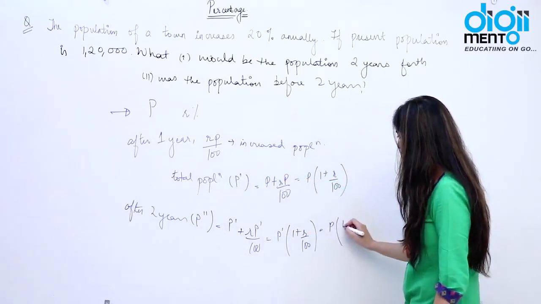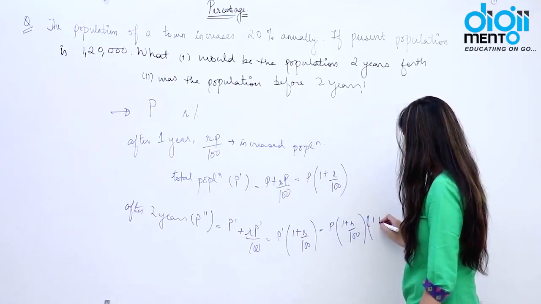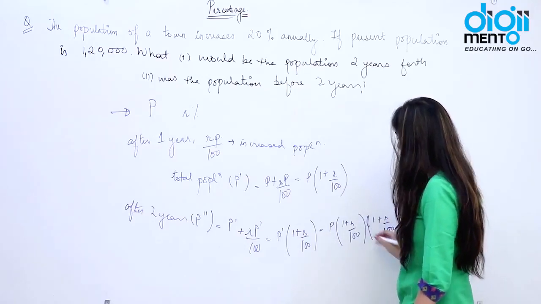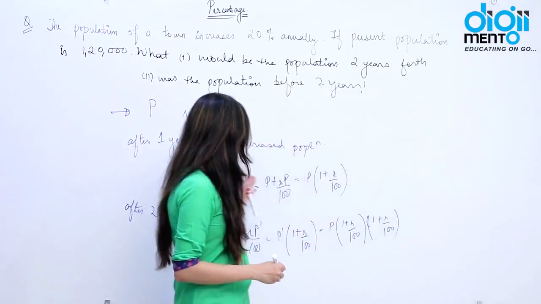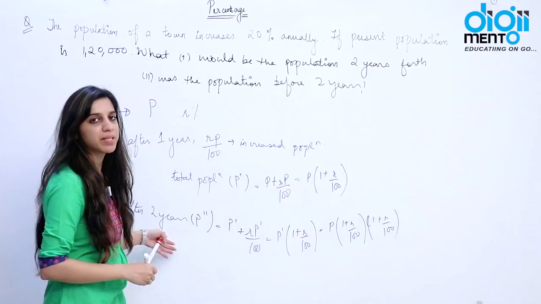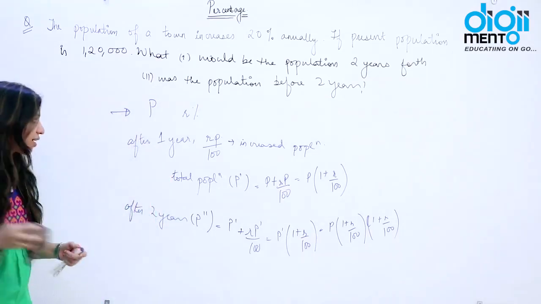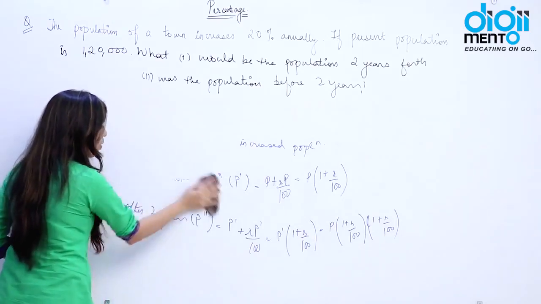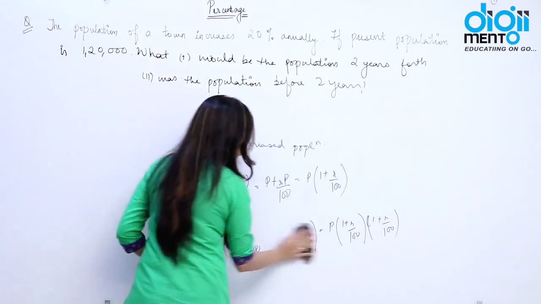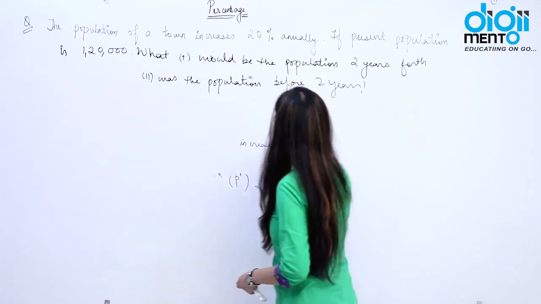This is going to become P into (1 + R/100) into (1 + R/100). If you keep on following this procedure, you will see that this formula, this method can be generalized for n number of years. How? If we talked about 1 year, we had to multiply once with (1 + R/100). If you talk for 2 years, you multiply it with (1 + R/100) 2 times.